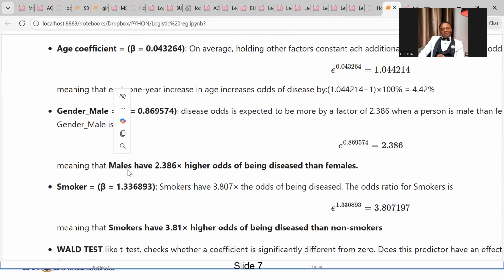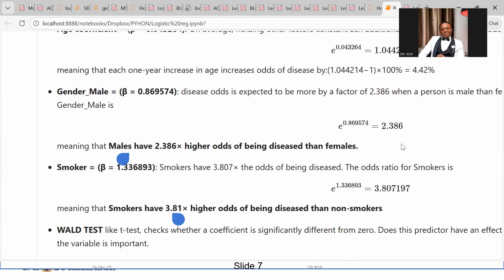Basically, learn how to interpret not the coefficient, but the odds ratio. Connect the odds ratio of each predictor to the target variable. Okay, I told you that we also have the coefficient. We also have the T statistic.